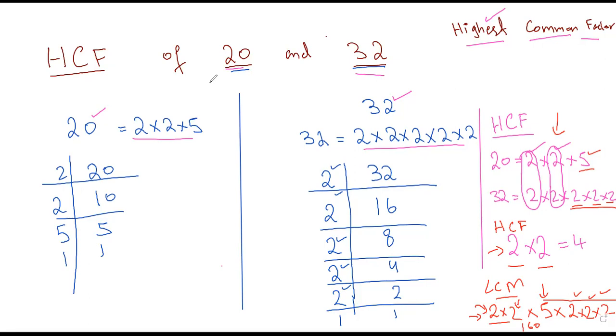2 into 2 is 4. 2 into 2 is 4. 4 into 5 into 8. This would be 20 into 8 and then that would be 160. Right? Yes, you have to solve it. So are you clear now?